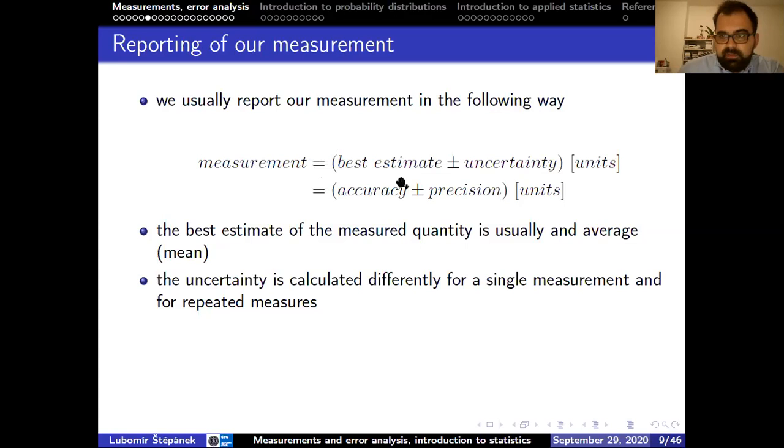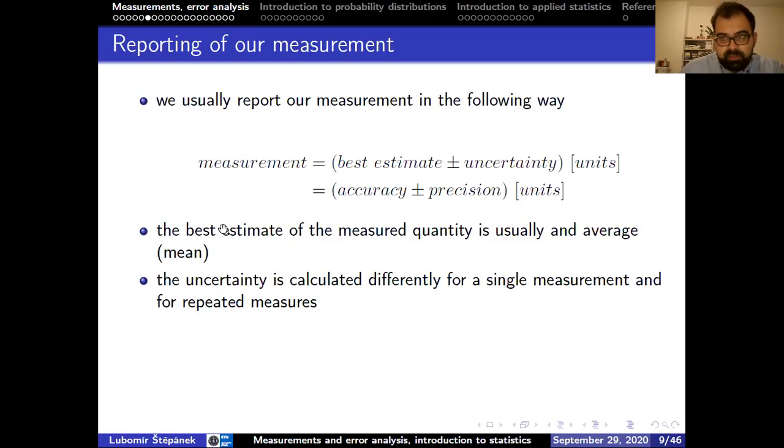We already saw this in the first slide, with accuracy and precision, but this is more general. Best estimate plus minus uncertainty is a pretty handy formula, which is good to know about. The best estimate of the measured quantity is usually an average, so the arithmetic mean. There are some exceptions I'm going to talk about.